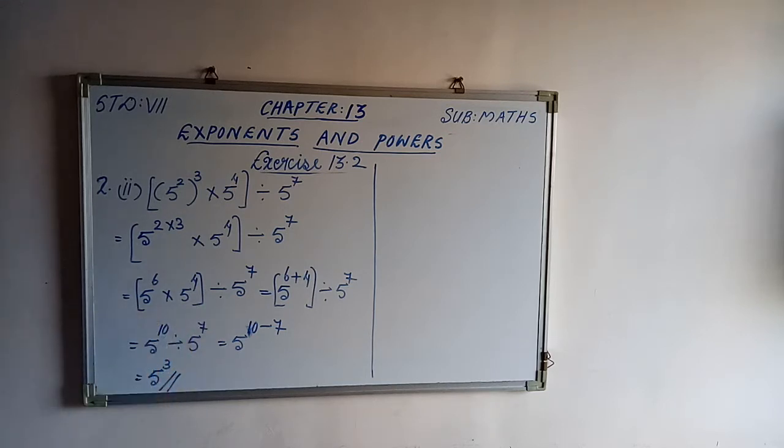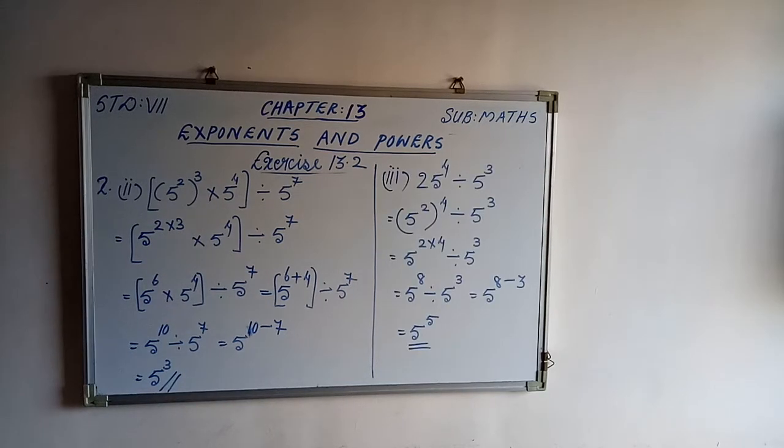That is of the form a raised to the power m divided by a raised to the power n, a raised to m minus n. Same way here, 5 raised to the power 10 minus 7, we get 5 raised to the power 3. That's the answer. Now third one.